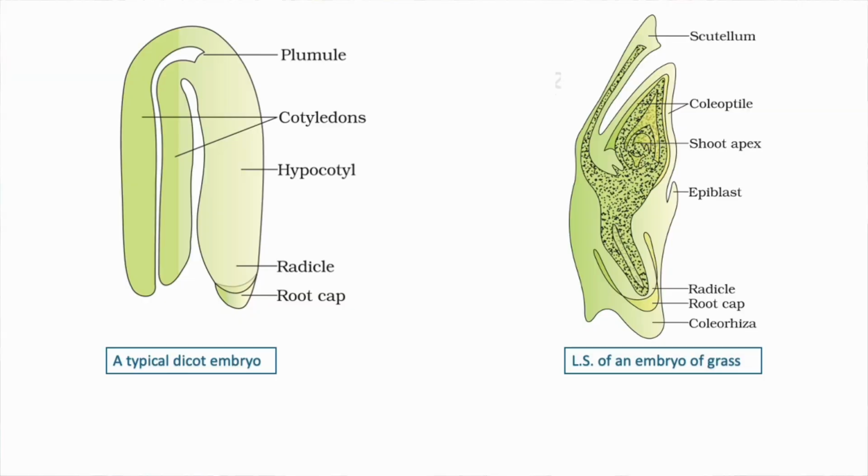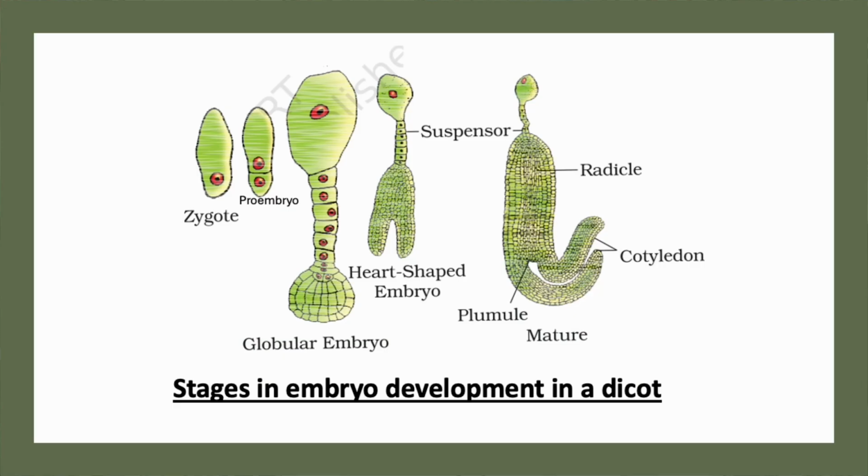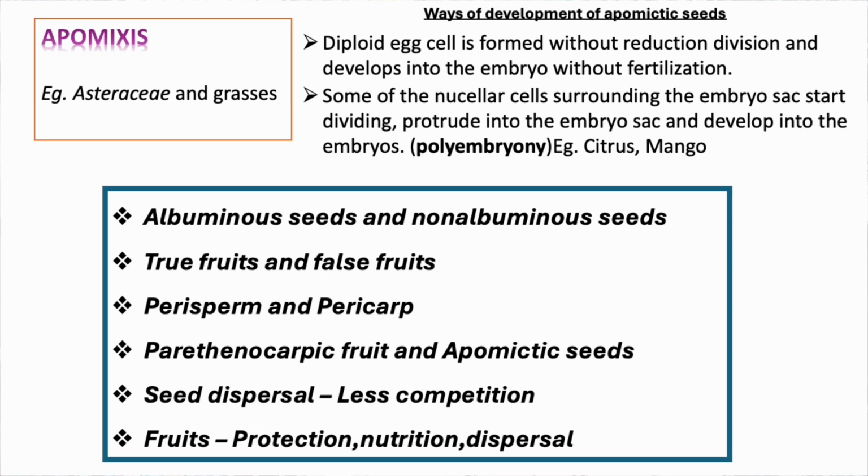Remember to learn all these diagrams on the screen under embryo development, like the dicot embryo, then the embryo of a grass, and the stages of embryo development. Different types of seeds like albuminous seeds and non-albuminous seeds, and different types of fruits, true fruits and false fruits with examples. Learn the process of apomixis and the ways by which it can happen. Polyembryony with examples, and compare and study perisperm, pericarp, parthenocarpic fruit and apomictic seeds.